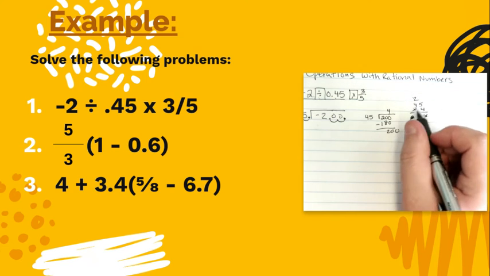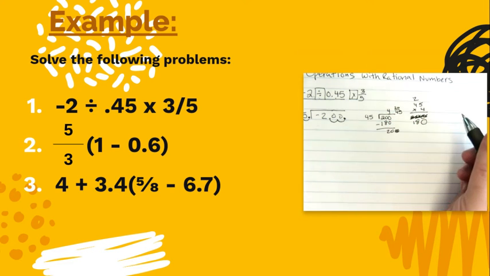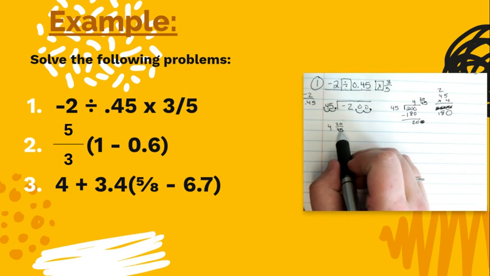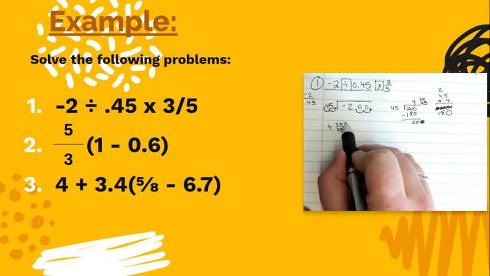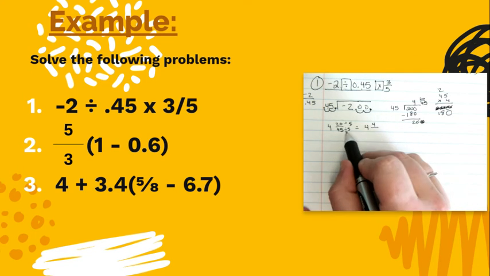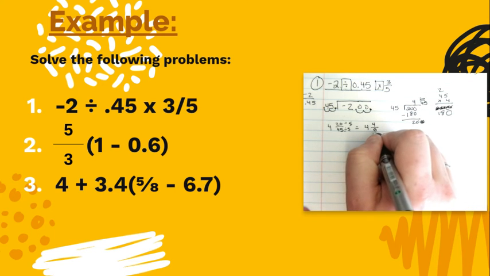4 and 20 45ths. Okay, and then I want to convert that 4 and 20 45ths. We're going to divide 20 and 45 by 5, and I get 4. 20 divided by 5 is 4, and 45 divided by 5 is 9. 4 and 4 ninths.